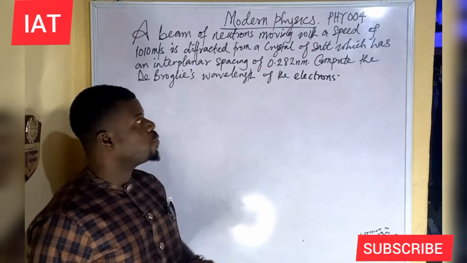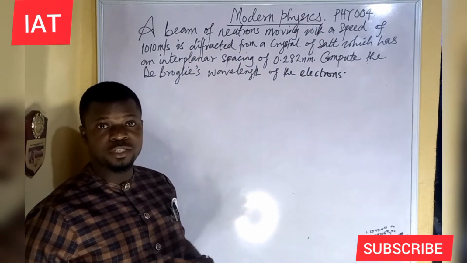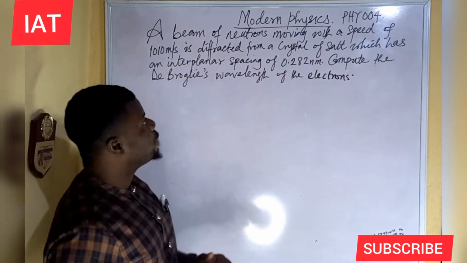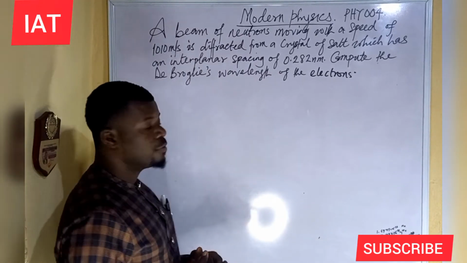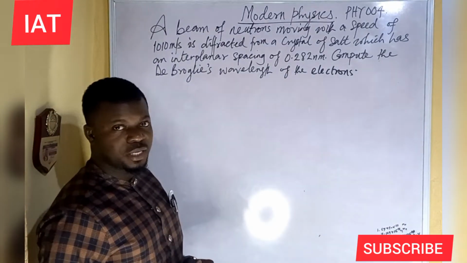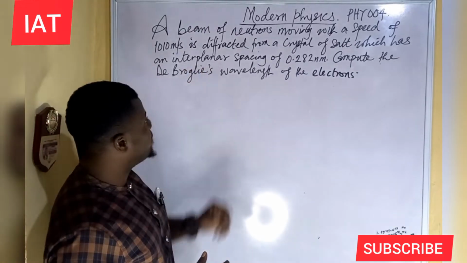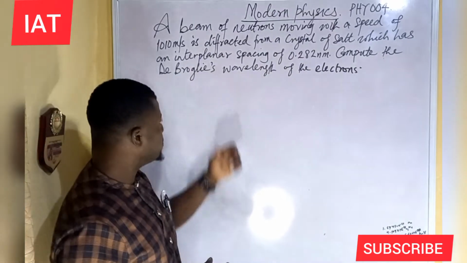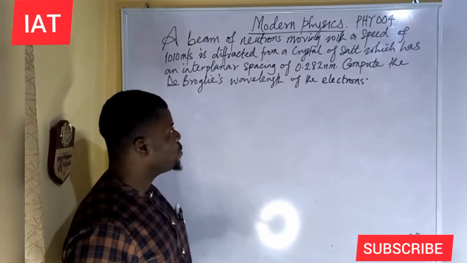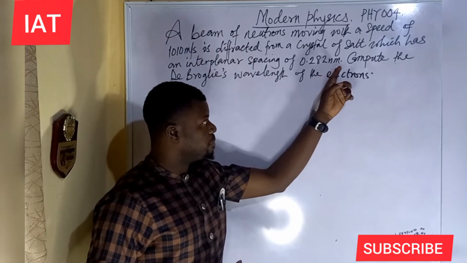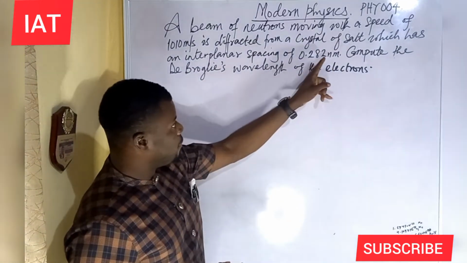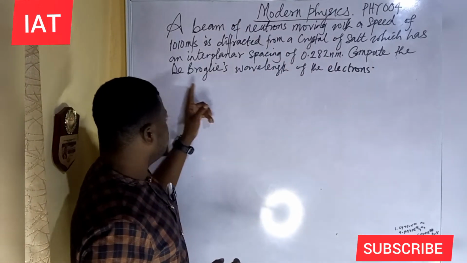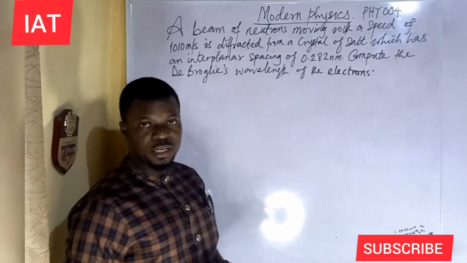In this video, we are going to solve a problem relating to modern physics. In this problem, a beam of neutron moving with a speed of 1010 meter per second is diffracted from a crystal of salt which has an interplanar spacing of 0.282 nanometer. Take note of this unit, nanometer. Compute the de Broglie's wavelength of the electrons.